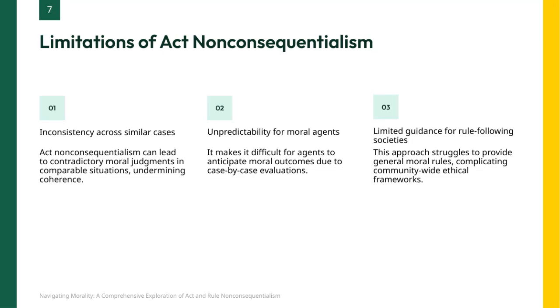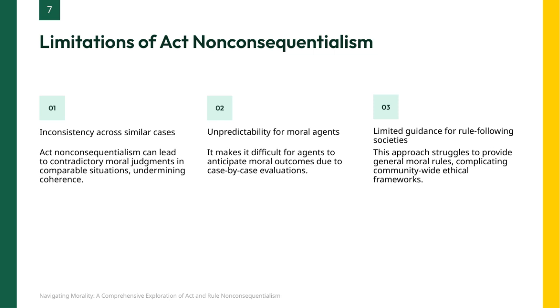Now, let's look at some key limitations of act non-consequentialism. First, it can lead to inconsistency across similar cases. Because each situation is judged independently, you might find contradictory moral judgments even in very comparable circumstances, which challenges the overall coherence of the ethical framework.